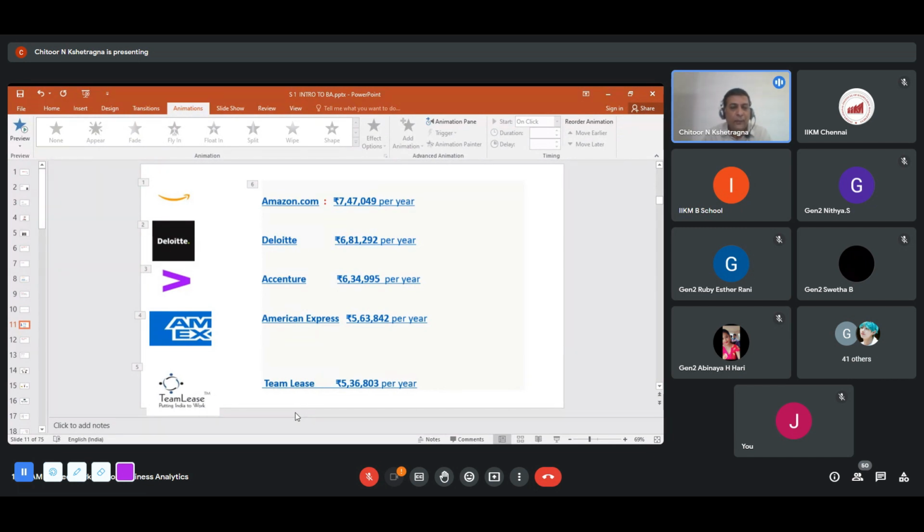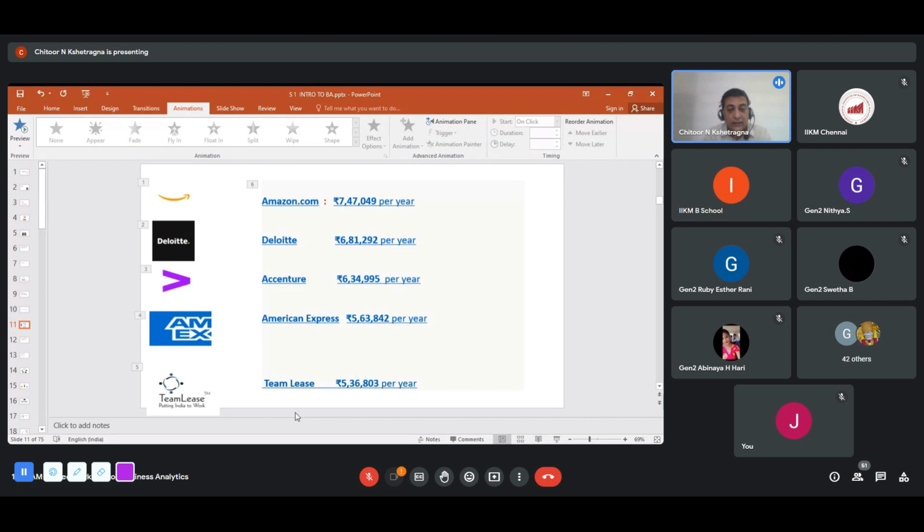Amazon, in February, they were looking for people for data analytics. The salary they offered is precisely 7,47,049 per year. So what does it mean? 7,47,000 per year divided by 12 is almost around 60,000, 62,000. Deloitte. Deloitte is a US-based financial consulting firm. They offer a salary of 6 lakhs 81,000.